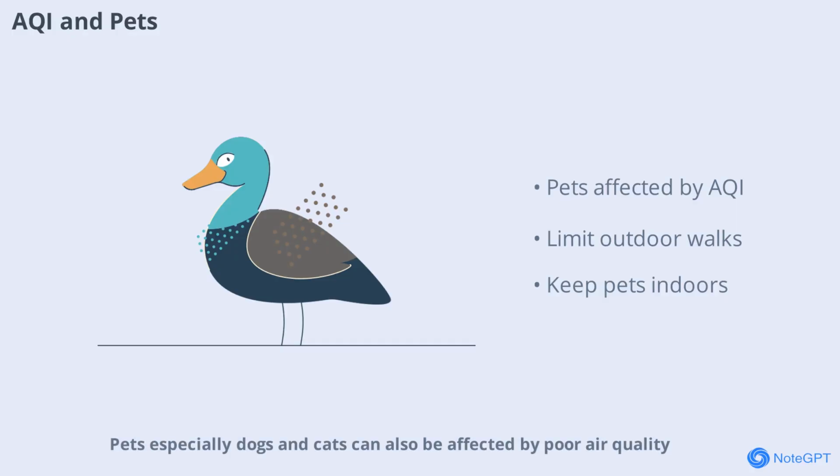Pets, especially dogs and cats, can also be affected by poor air quality. They may experience coughing, sneezing, or difficulty breathing when pollution levels are high. Pet owners should monitor AQI levels and limit outdoor walks or playtime during high pollution days. Keeping pets indoors and ensuring good indoor air quality helps protect their health just as it does for people.